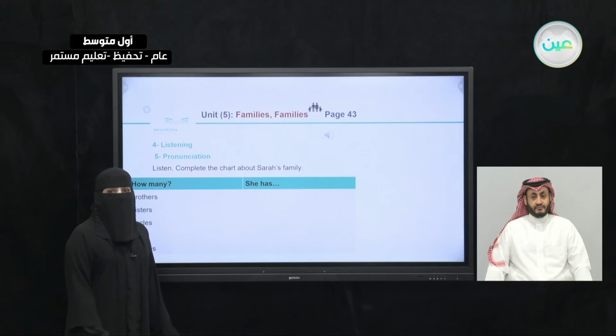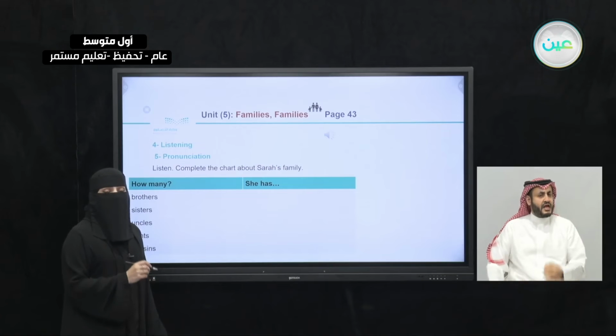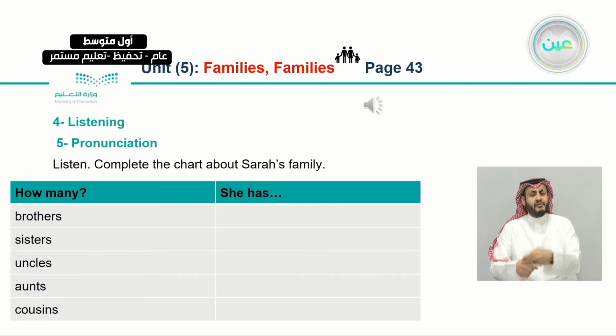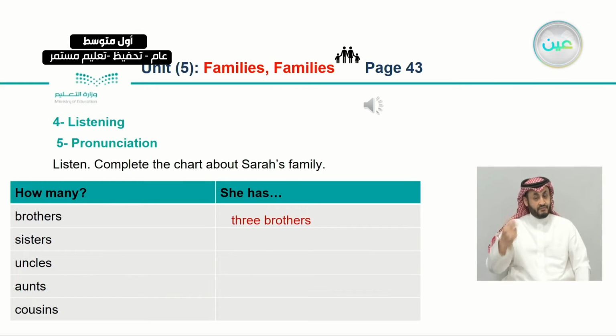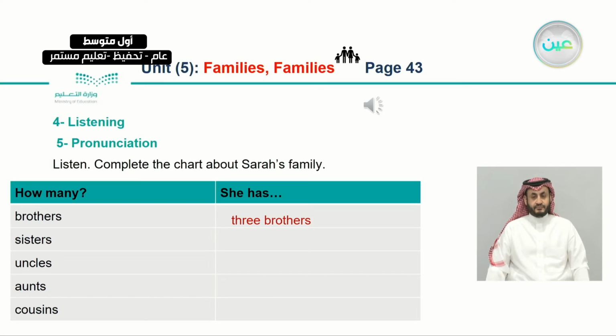How was that? I hope you were able to write down as much information as you can about Sarah's family. So let's start. How many brothers does Sarah have? 3 brothers. Good job. If you got this answer correct, congratulations. It's 3 brothers, okay?